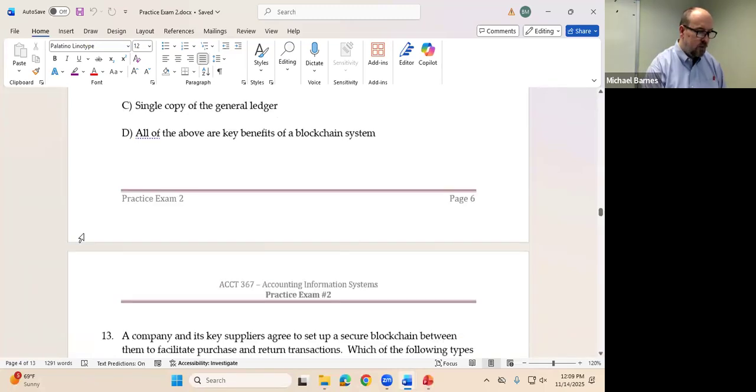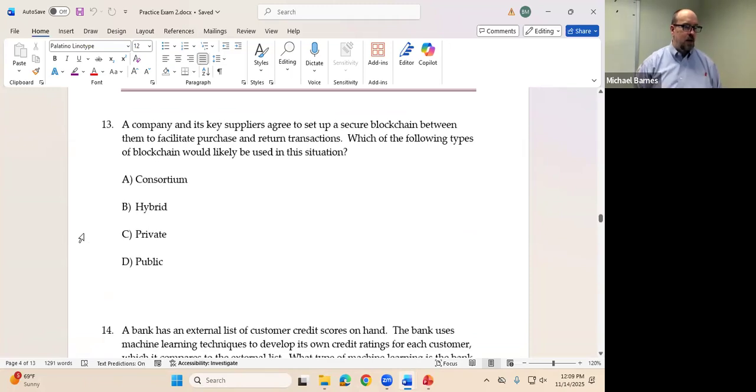All right. Company and suppliers agree to set up secure blockchain between them, to facilitate purchase and returns transactions. Which is the type of blockchain to be used in this situation? 2 pieces of information that are relevant. I don't know why I held up the 1 finger. 2 pieces of information that are relevant. Okay, a company has key suppliers, so that means an aggregate or a group of parties. Secondly, set up a secure blockchain, which means that it's permissioned. Those 2 features are the features of a consortium blockchain.